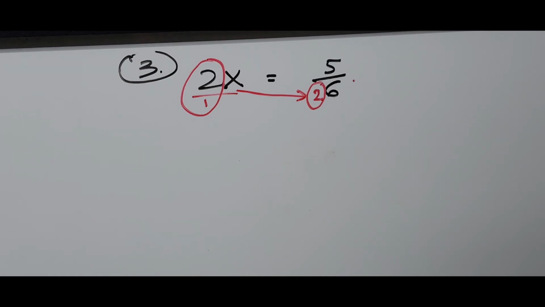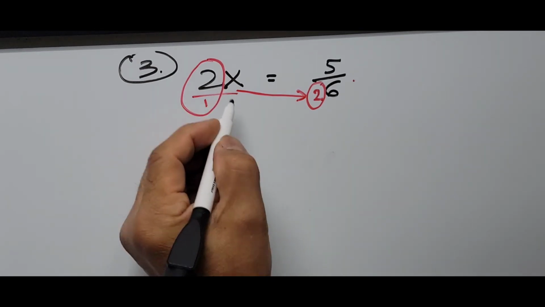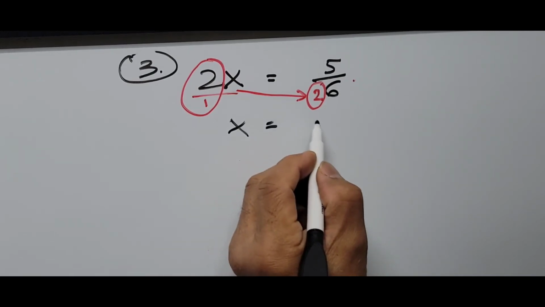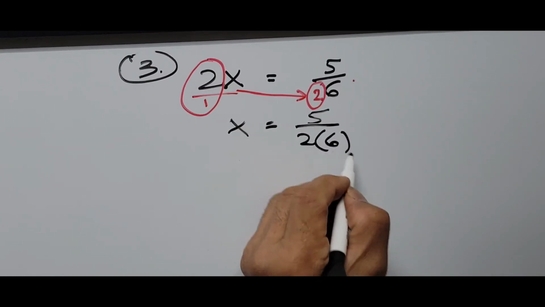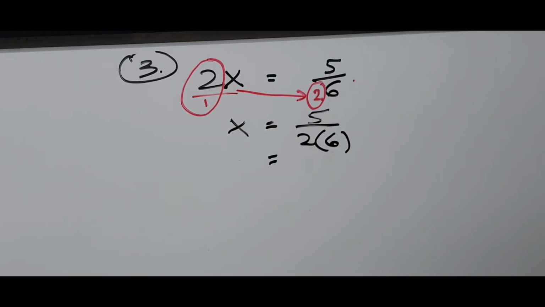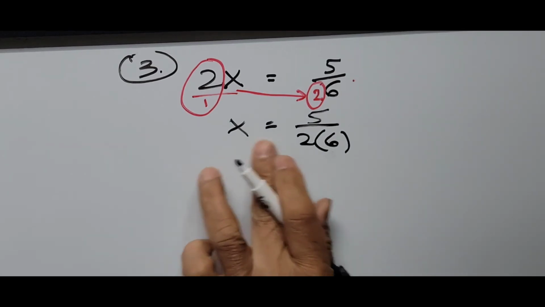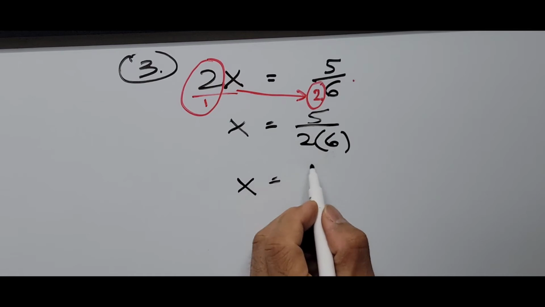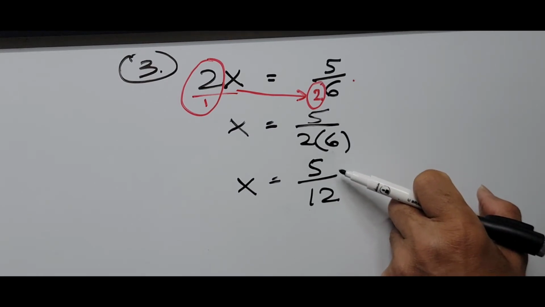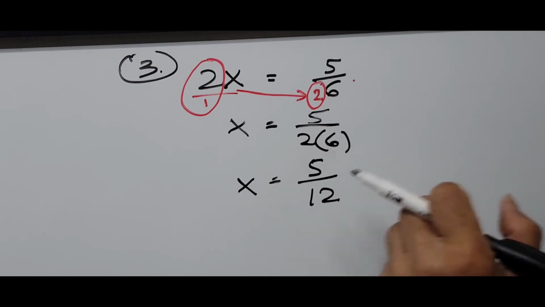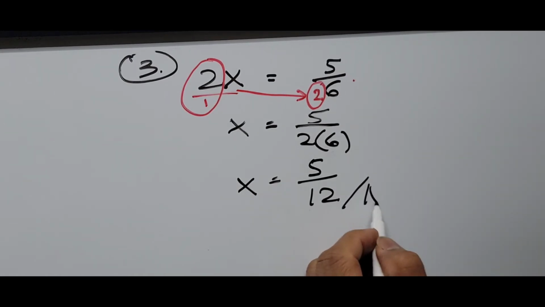Right? You follow? So it will become x is equal to 5 divided by 2 times 6. So simplifying, x is equal to 5 divided by 2 times 6, which is 12. Can you simplify that further? Not anymore, right? Because 5 is not a factor of 12, so there's no way you can simplify that. So that's the answer already. That's the answer.